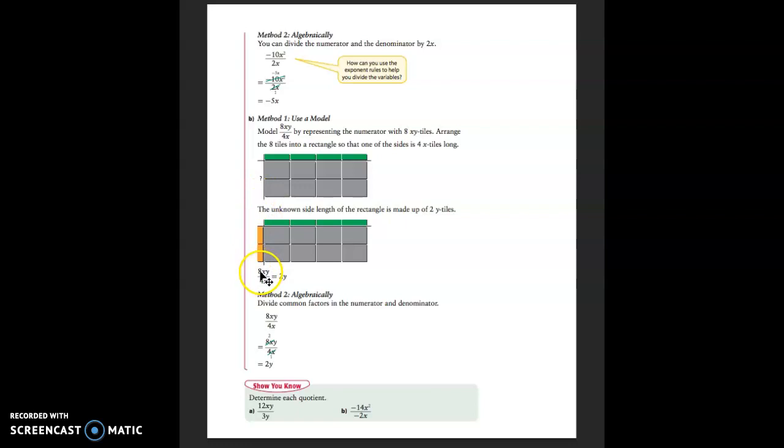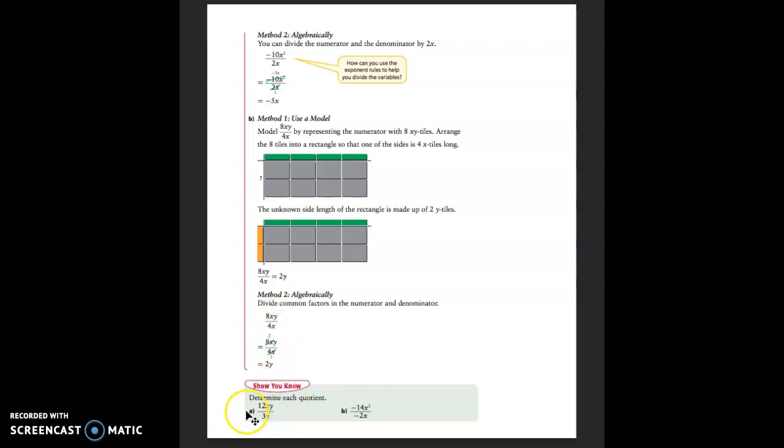So 8xy divided by 4x is 2y. And algebraically, you could have 8 divided by 4, which is 2, and then xy divided by x. So again, x and x cancels out because x to the power of 1 minus x to the power of 1, or 1 minus 1 is 0, which is nothing, which is 1, sorry, but you don't write out the 1. So then you're left with y.